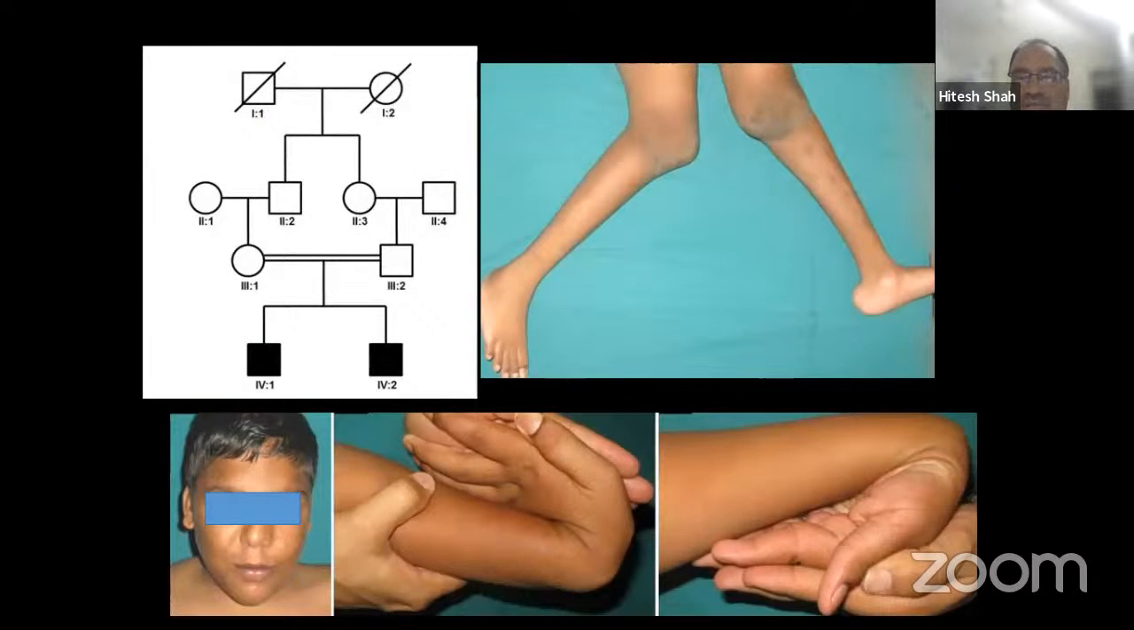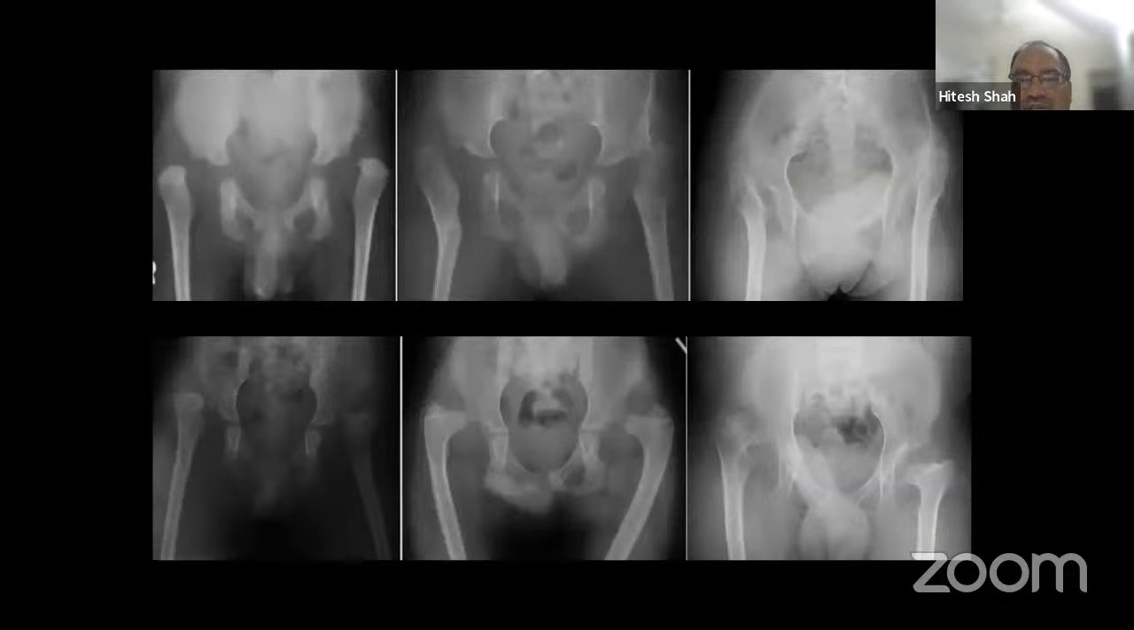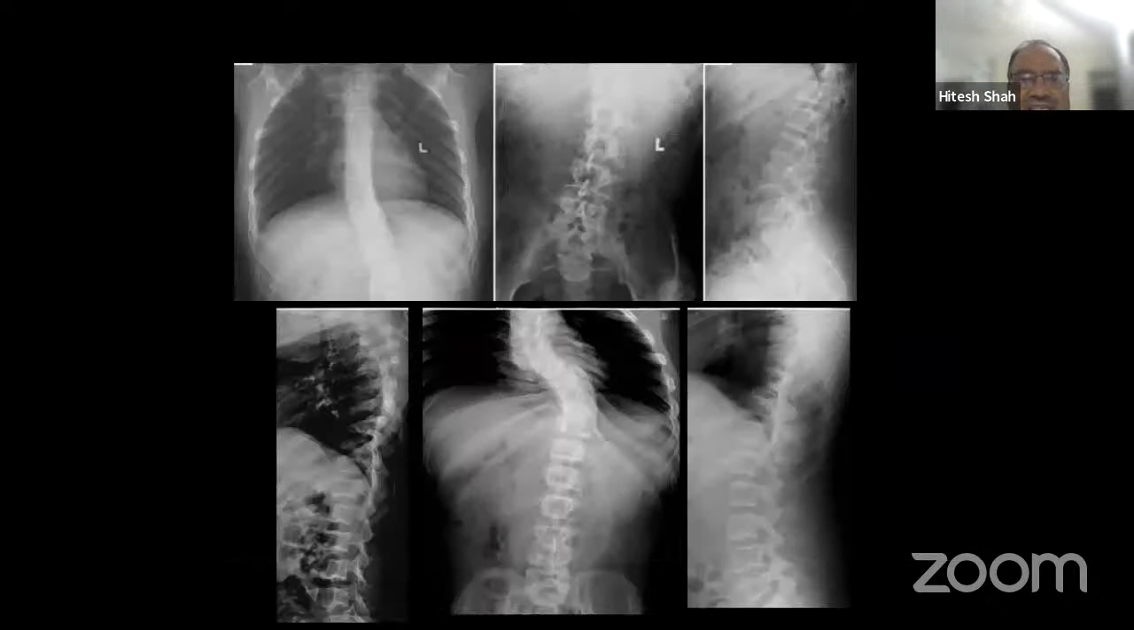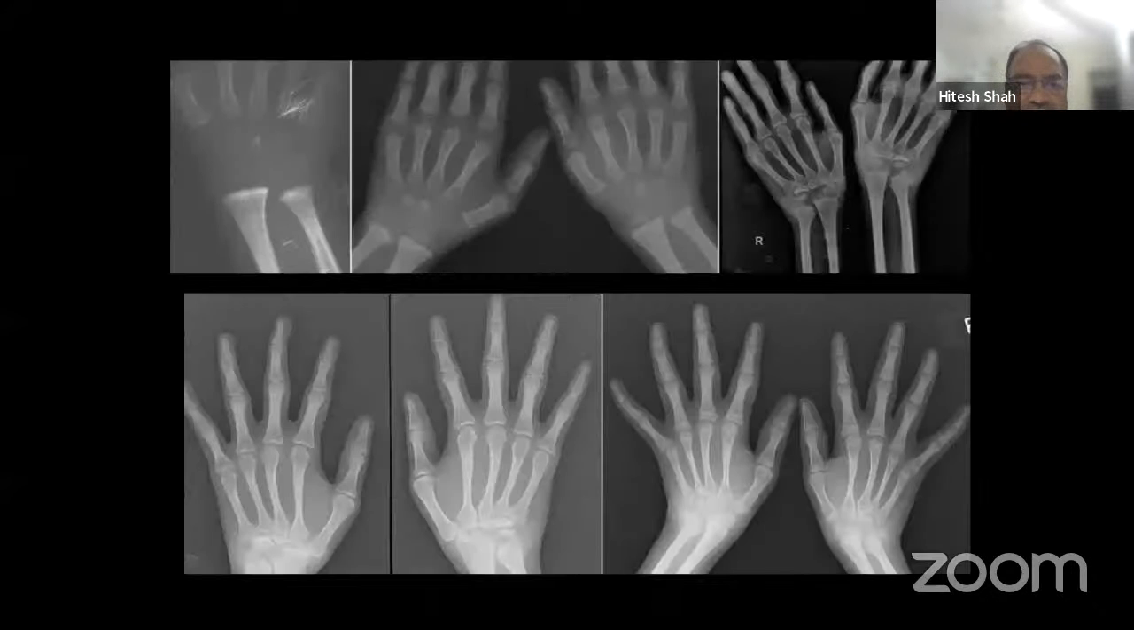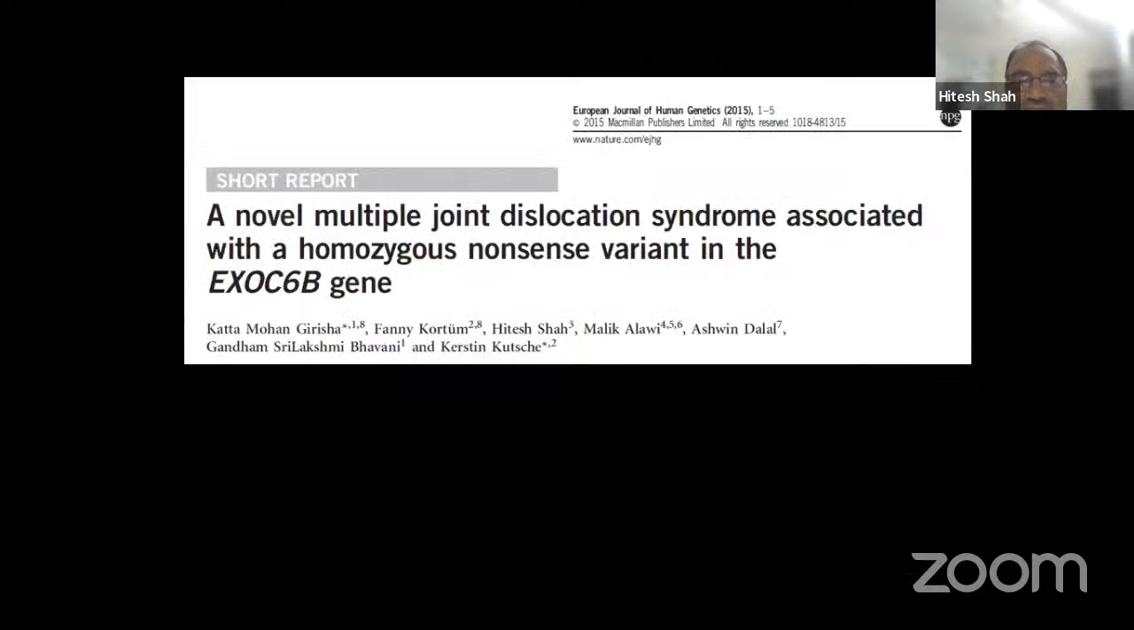These are two brothers presented with severe joint laxity on both sides, hip dislocation, knee dislocation, and because of that they were both non-ambulant. These are their sequential X-rays, which show the hip dislocation. And these are the X-rays of the spine, with severe involvement, platyspondyly, spondyloepimetaphyseal dysplasia with joint laxity and leptodactyly, which we reported.